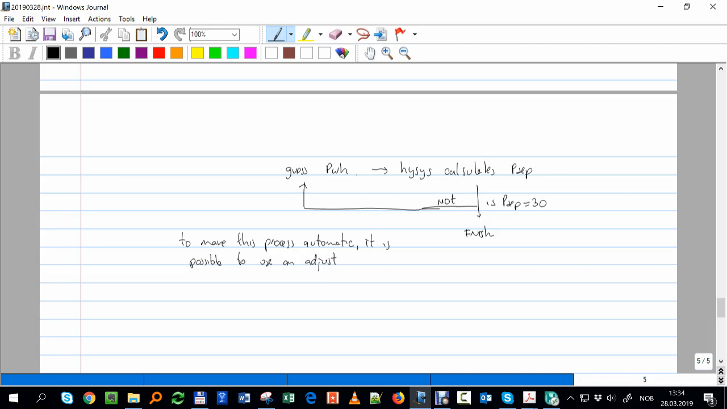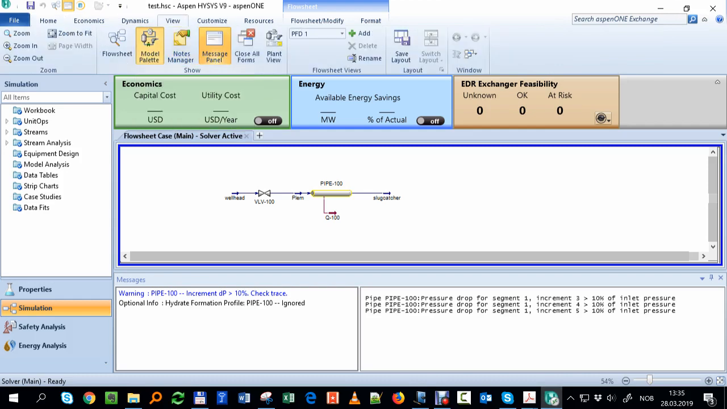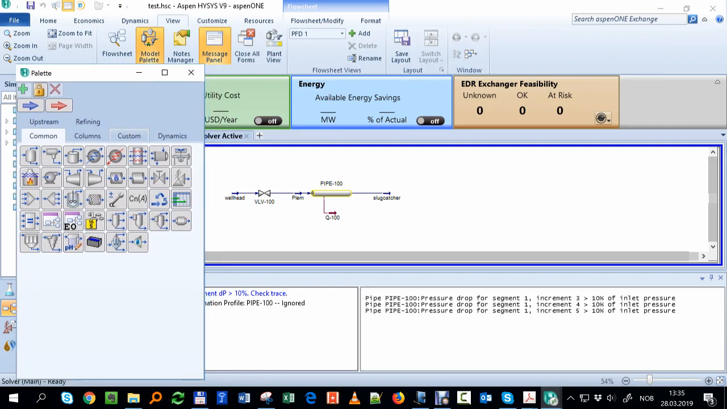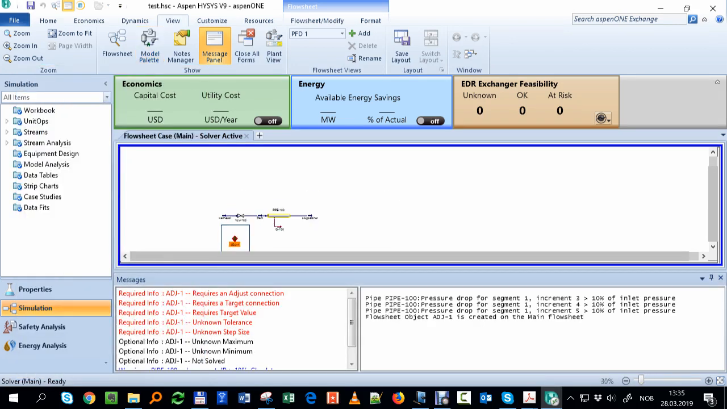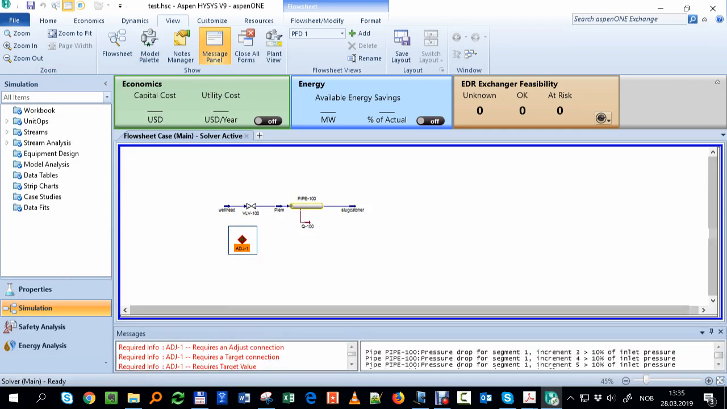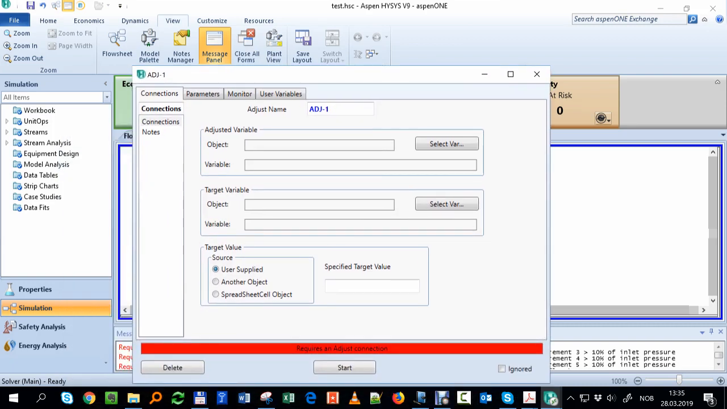So the Adjust you find is like a wrench. If you lose the palette, you come here to View, Palette, and you find this wrench, which is called Adjust. It's like a solver, exactly the same function as the Solver in Excel. So I click here and put it someplace on the sheet. Let me just reduce that.